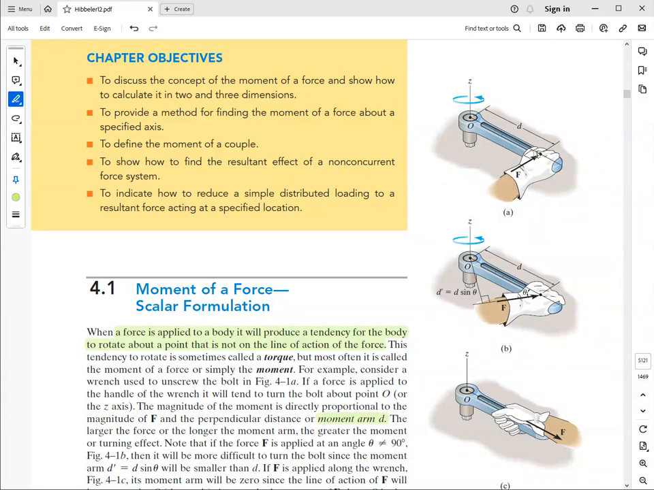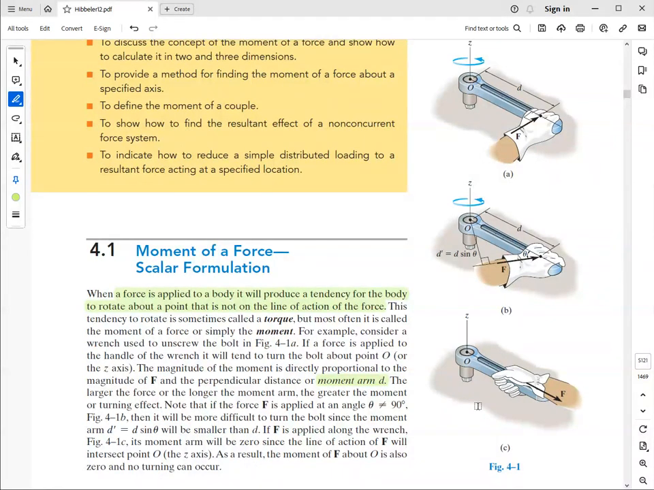for a given force F, maximum effect is when, it stands to reason, this angle is 90 degrees. If that angle is other than 90 degrees, the effect is less. You can see here there's a distance between the line of action of the force and the axis of rotation that is less. The sine of theta makes it less than d. And of course, the minimum effect I have is when I'm pulling along the axis. The arm of the force, the moment arm, is 0.